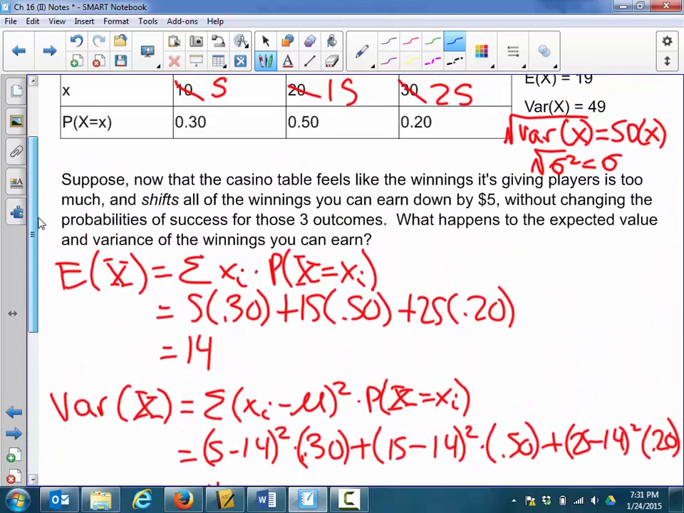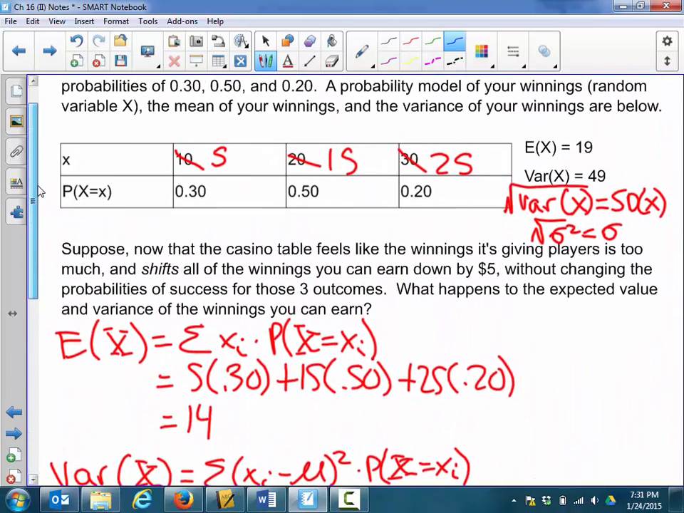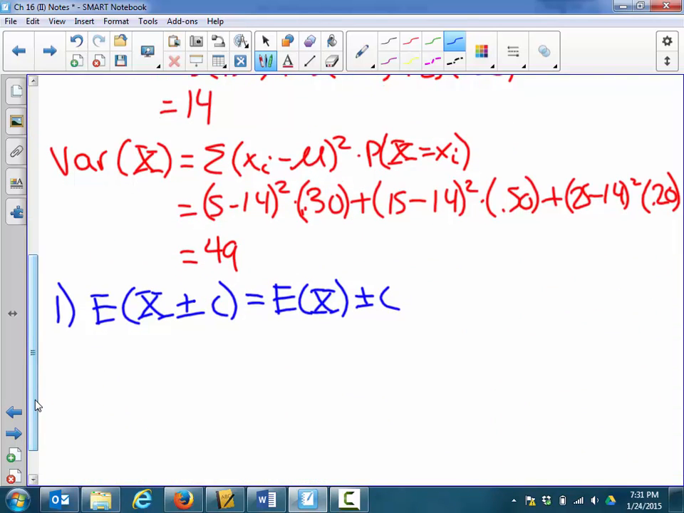That is to say, instead of going through all this work to calculate a new expected value, we could have just said, oh, well, the expected value of the old variable was 19. I'm subtracting 5 here from all of my data values, so the new mean would just have to be 19 minus 5, or 14. Okay, so that's the first big idea.